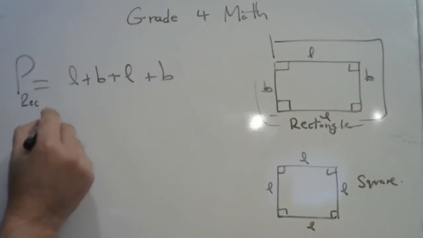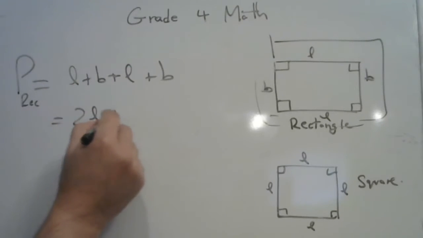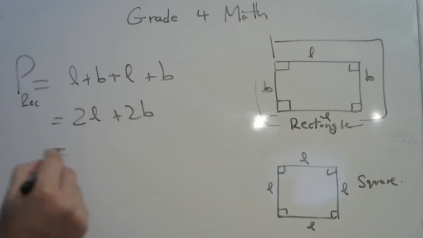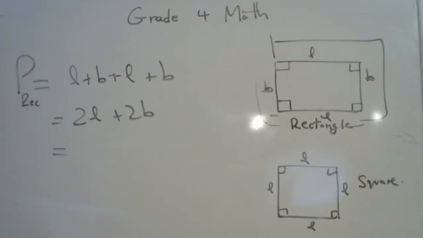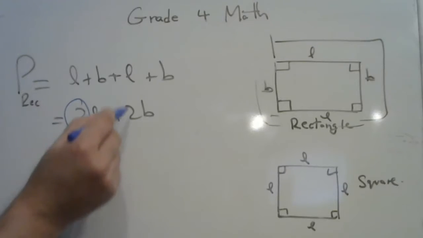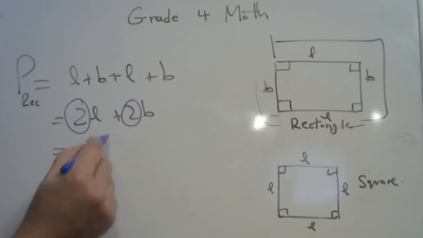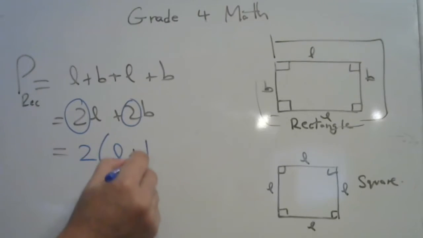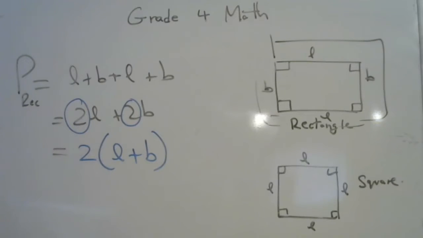So we have what? 2L plus 2B, which gives us what is common here. If you factorize this, here is 2 and here is 2. So you have 2 into L plus B. So that's the perimeter of a rectangle.